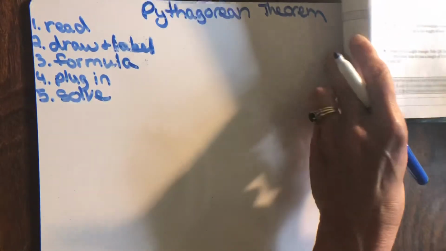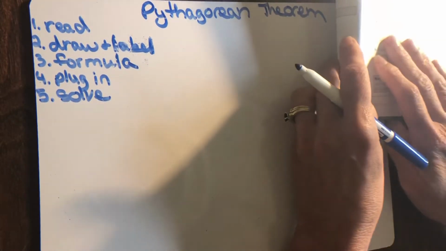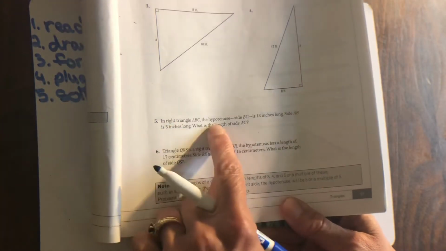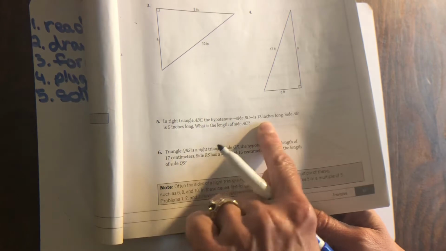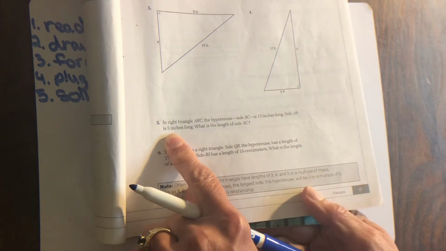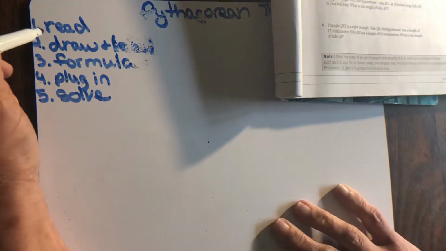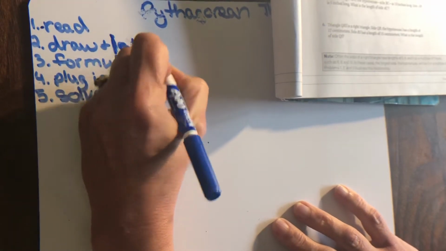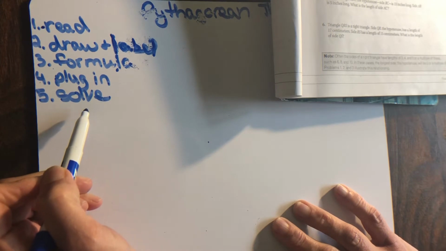That sounds terrible, right? But it's actually a really simple problem. And because they told us it was a right triangle, and they're talking about the hypotenuse, and they're talking about the lengths of the sides, we know that that's going to be Pythagorean's theorem. And it's so easy. Pythagorean's theorem is so easy. So remember, we want to read, we want to draw and label. We want to write our formula, plug in, and then solve.